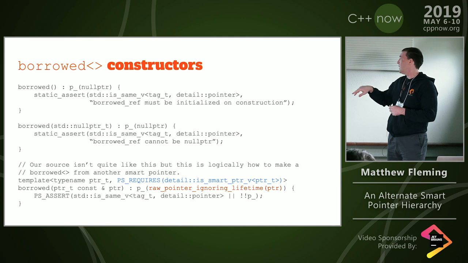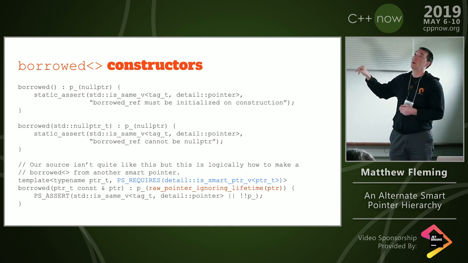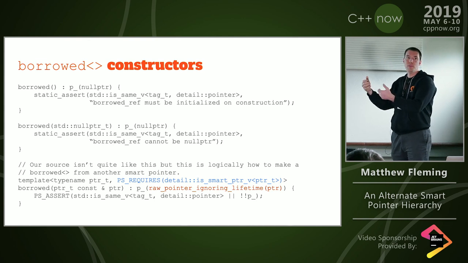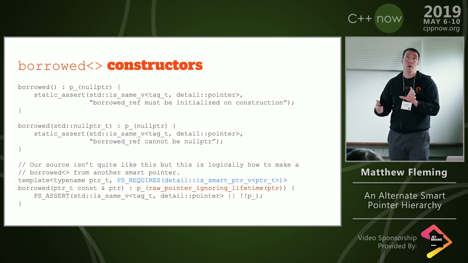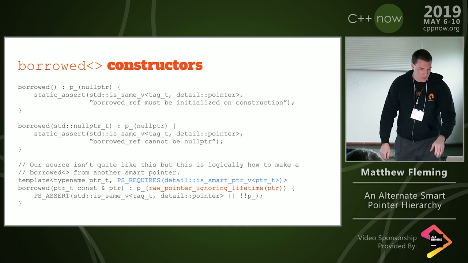PS requires is a semi-obvious macro that does std enable if. It turns out making it a macro is nice because, for one thing, I can just make it a concept requirement later. And the other advantage is that there's more than one way to say std enable if. You can say typename equals std enable if thing, and you get a void or nothing. That way of doing SFINAE doesn't work in some contexts where the functions look equivalent otherwise. I don't remember the exact example, but it turns out there is one way that always works, which is to say int equals blah blah blah typename zero. That kind of SFINAE always works.